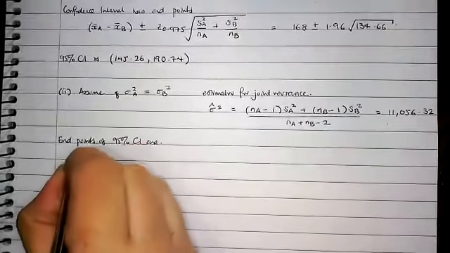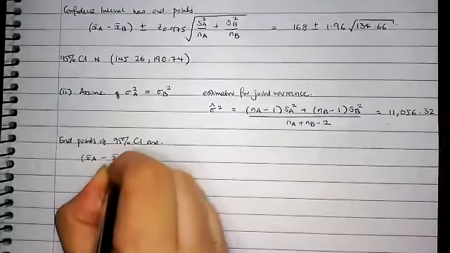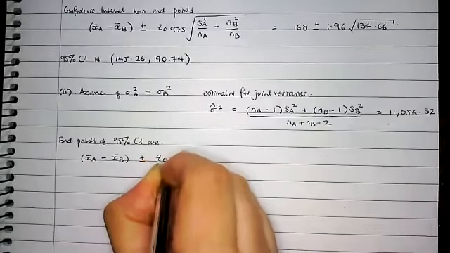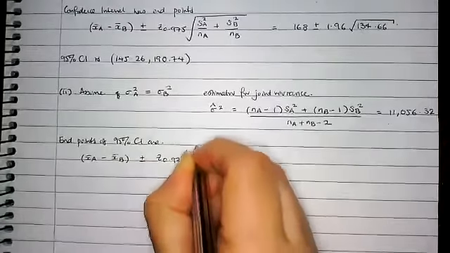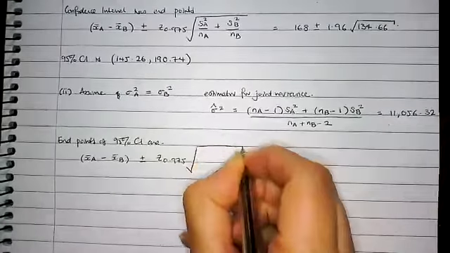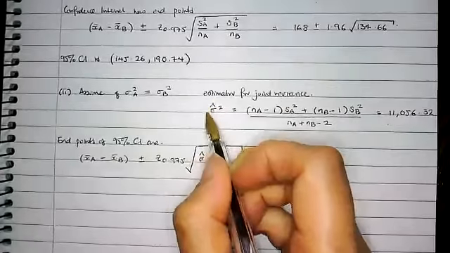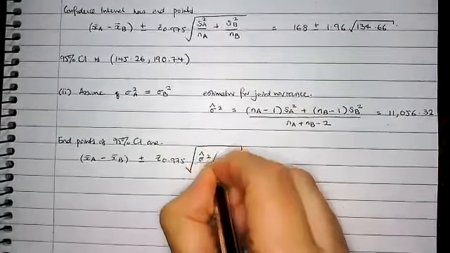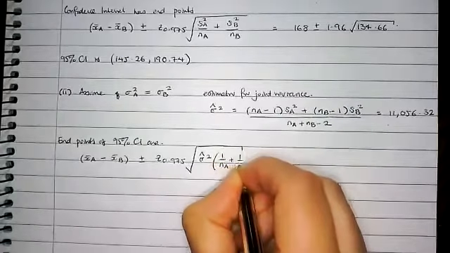They're given by the formula x bar A minus x bar B, and then plus or minus, we're still going to have Z 0.975 in there, and we're still going to have a square root, but what's going to go in the square root is the value of the estimate for the joint variance that we've got, and then times by a factor of 1 divided by NA plus 1 divided by NB.